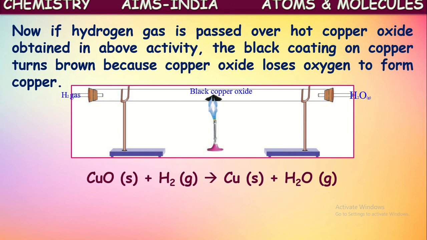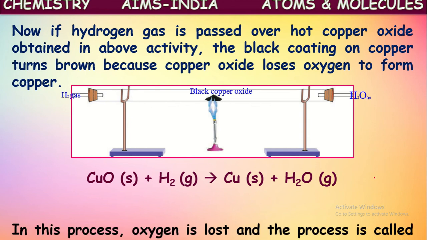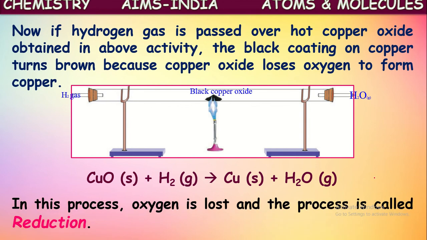This is the equation occurring here. Copper oxide reacts with hydrogen at high temperature, converting into copper, and water vapor is evolved. So what happened here? In this process, oxygen is lost by the copper oxide, forming copper. So the loss of oxygen is called reduction. In the earlier process, copper gained oxygen. That process is called oxidation. In this process, copper oxide lost oxygen, so it is called a reduction reaction.